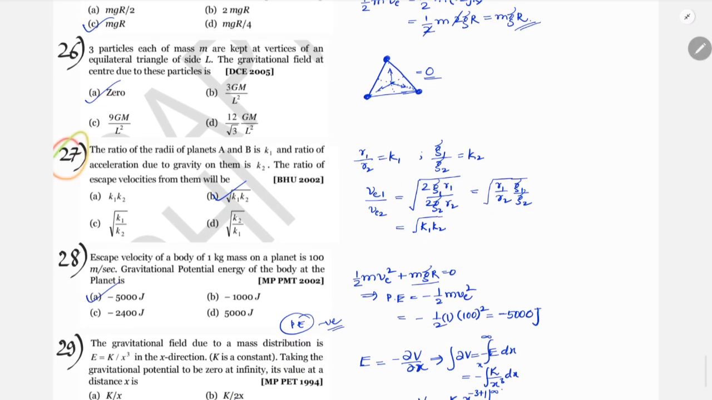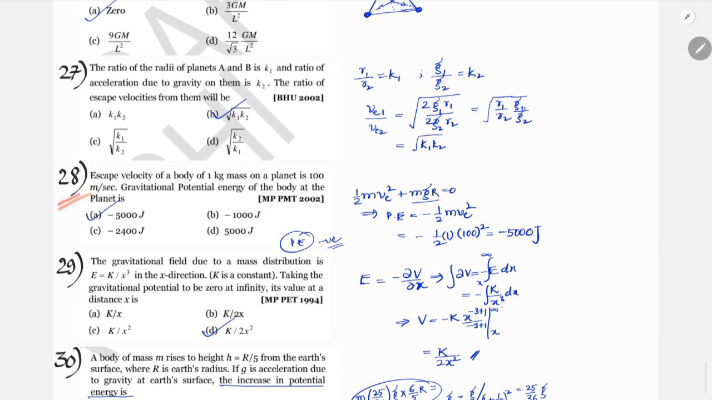Now take 27. The ratio of the radii of planets A and B is k1 and the ratio of acceleration due to gravity on them is k2. The ratio of escape velocities from them will be. See, ratio they gave R1 by R2 as k1, G1 by G2 as k2. Now escape velocities: root 2g1r1 by root 2g2r2. Now 2 gets cancelled. So r1 by r2 is left under the root and g1 by g2 is left there. Now substitute the respective values k1 and k2. You will get root k1 into k2.